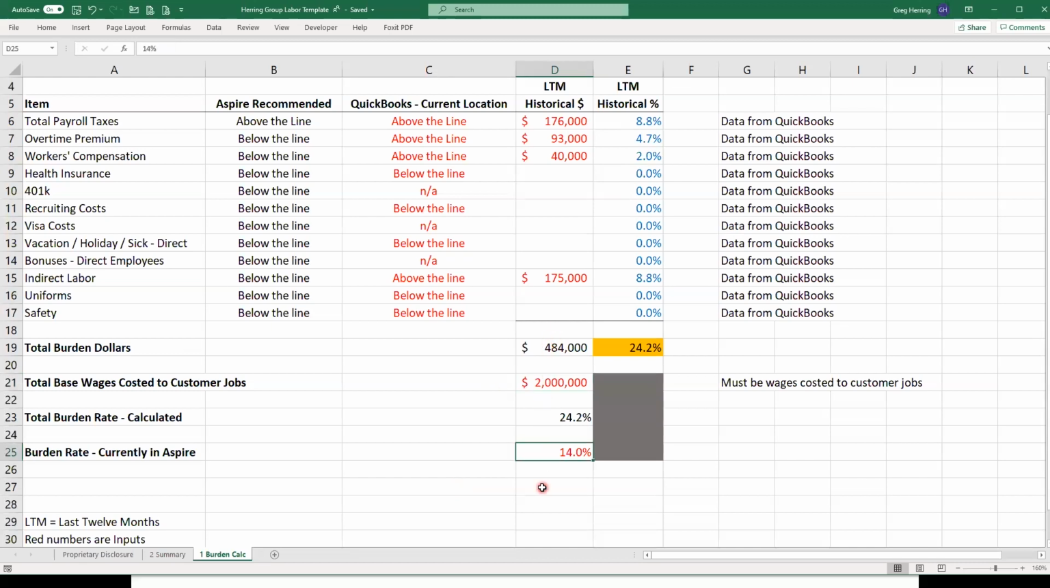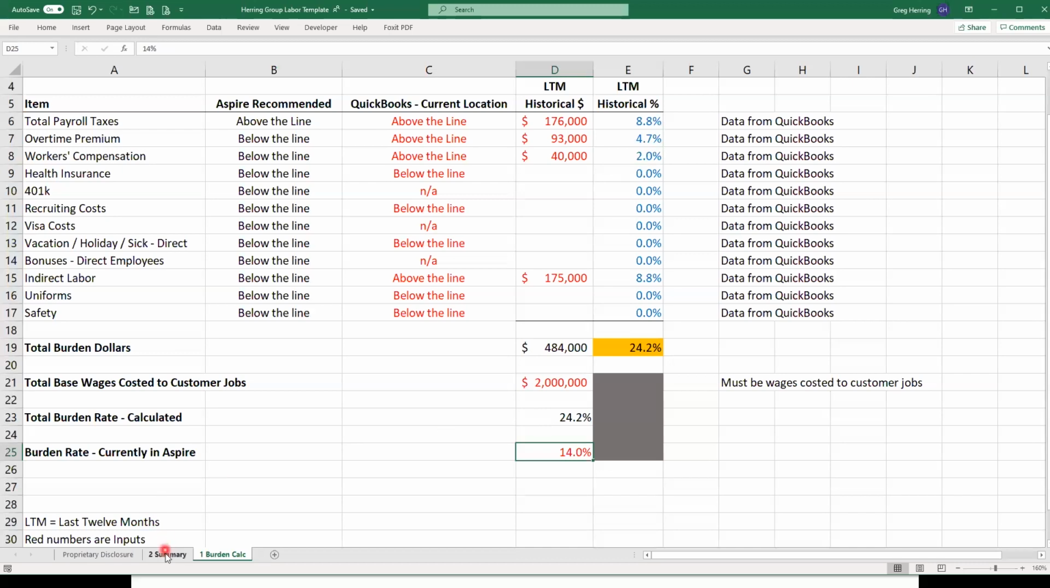Again, the smell test: current burden rates in Aspire is 14%. That's what's entered into the employee records, and we see it in the Aspire numbers, and that's a big change. And it's pretty typical that we find big changes when we work with clients, whether they're Aspire clients or anyone else's clients. We typically find that they don't have burden rate calculated well.